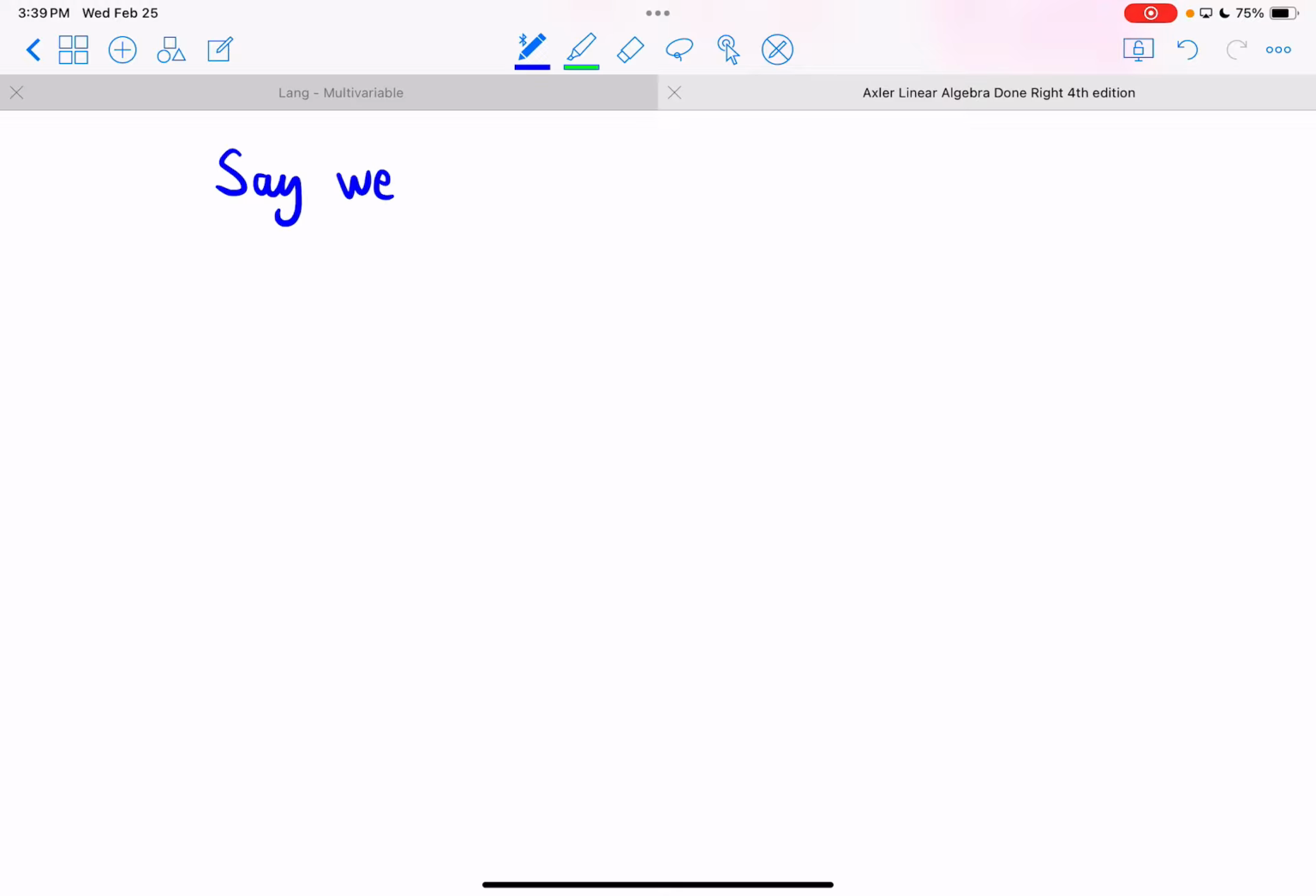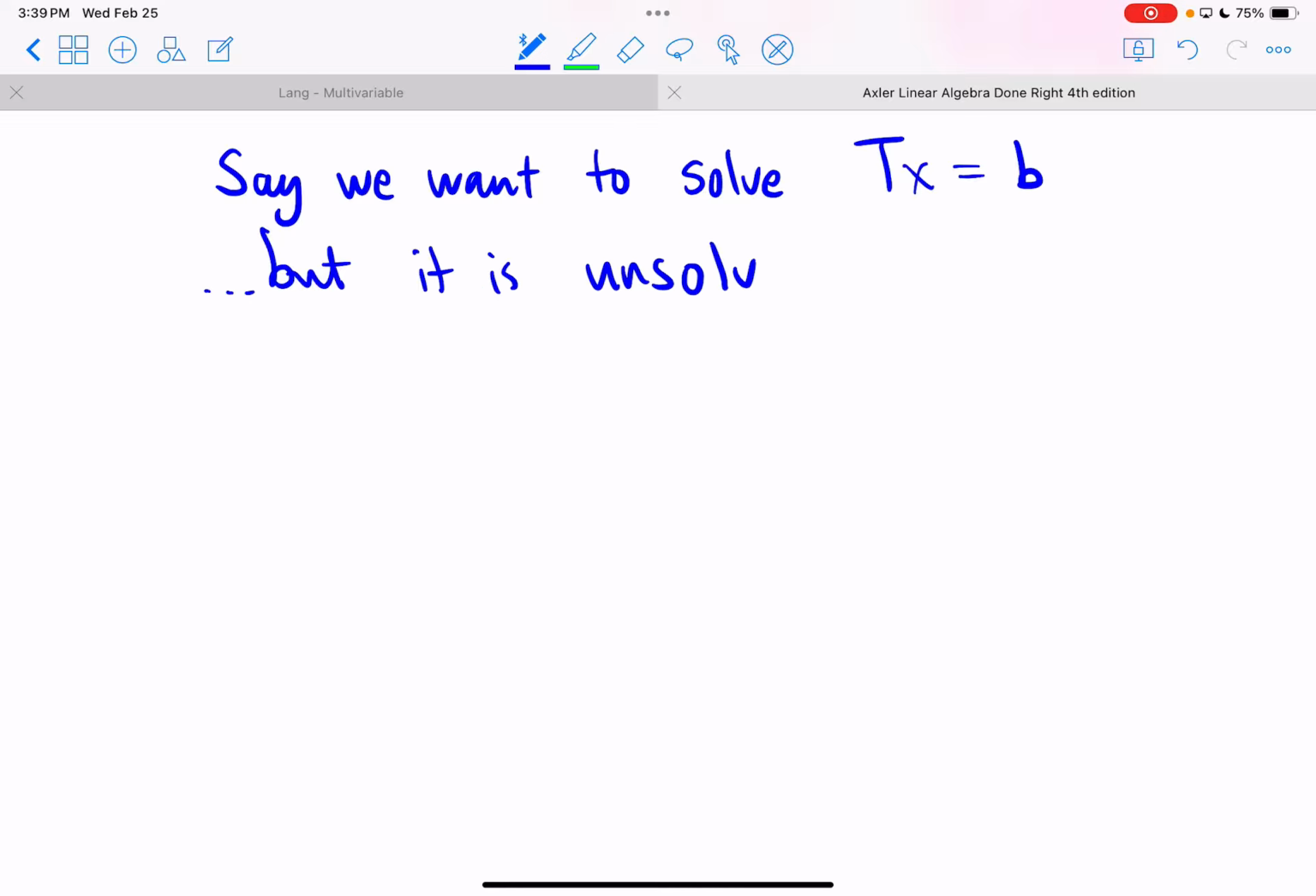Say we want to solve, and yes, I am lecturing today because I just think that this is a tough section, and I think that I can actually make it pretty easy. So that's why I'm doing this today. I hope it's okay. Say we want to solve, it's also one of my favorite things, Tx equals b. But it is unsolvable. Oh no.